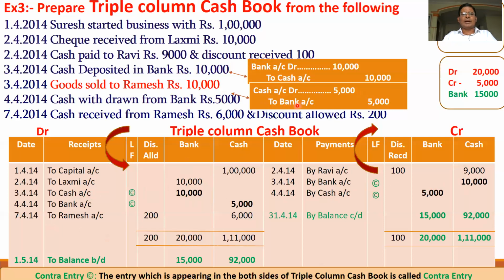So here "To bank" is there, 5,000, in the cash column. To bank means opposite, the cash column. And "By cash", opposite bank, 5,000. Put C here. See, two contra entries appear in this problem. After this you have to balance the cash column once, rough work is here. Bank column once, rough work is here. No need to balance the discount account. Add all the discount totals and transfer them to their respective accounts.